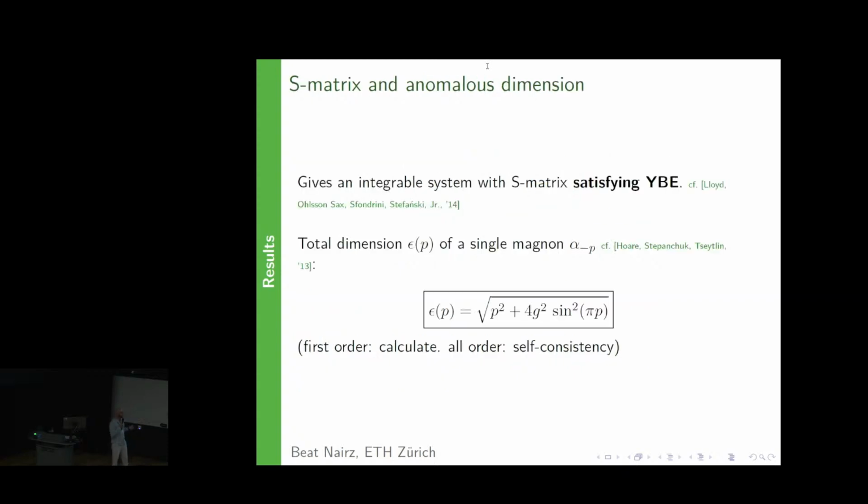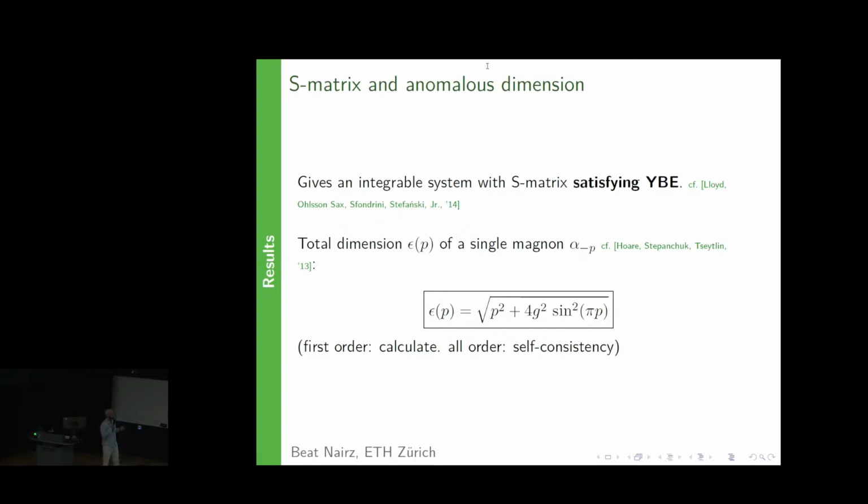Okay, if you give this prescription, you get a system which has an S matrix, and this S matrix satisfies the Yang-Baxter equation. So it's integrable, and it was also found using worldsheet methods here. Also by self-consistency, you find an anomalous dimension for these magnons, which takes the square root form. In particular, the effect of the NS flux is that here there is not a 1, but a p squared. And also this square root form was already found using semi-classical methods in these papers and others. All right, that's one part of the story.